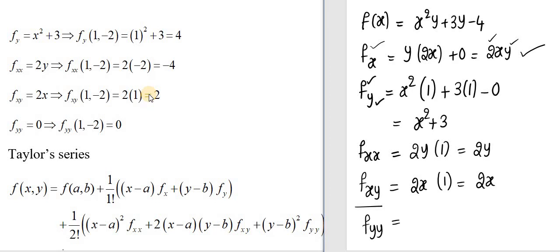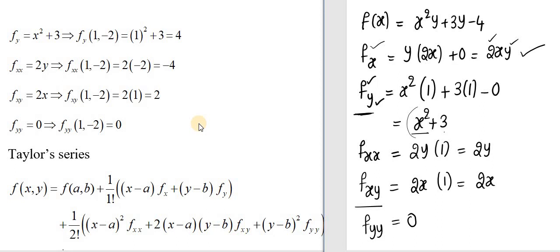Next, we are going to find out fyy. How? Means differentiate fy again with respect to y. While doing partial differentiation with respect to y, we are considering x is constant. Whenever x is constant, x square is constant, 3 already constant. That means this totally becomes constant. Constant differentiation is 0. Now we have fx, fy, fxx, fxy and fyy.